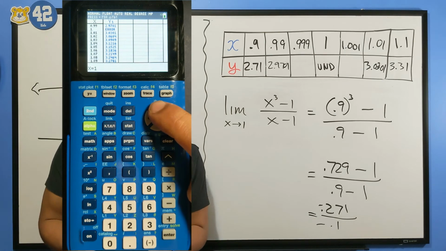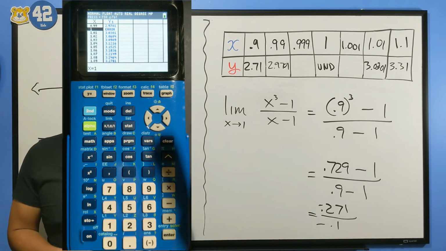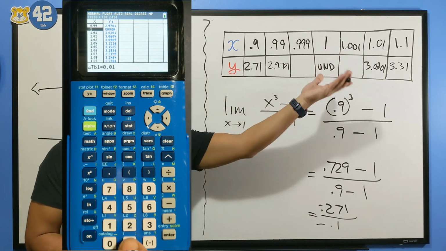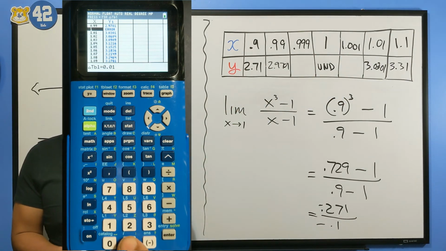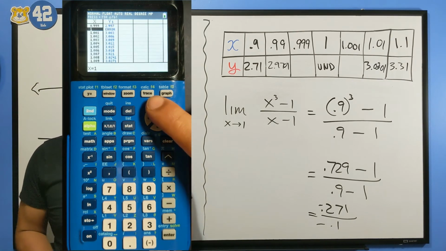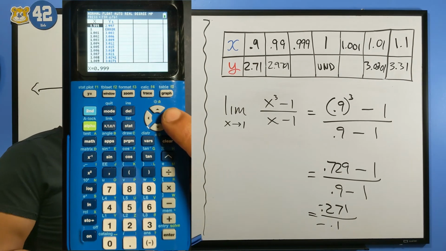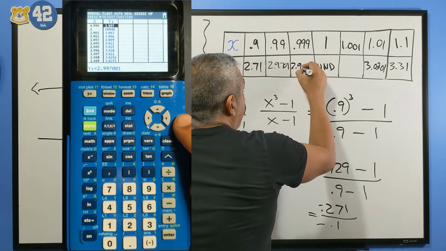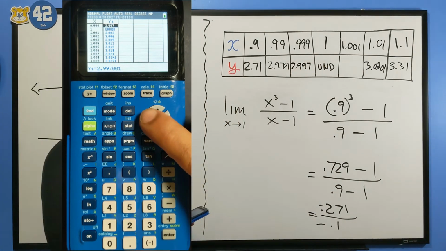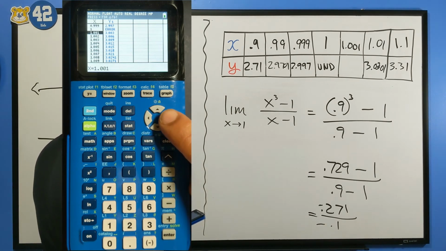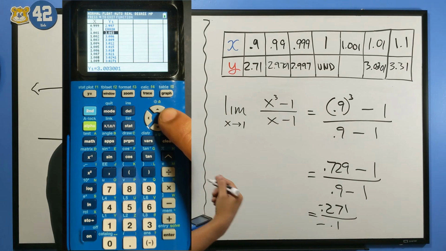So make sure the 1 is highlighted. Press plus. And now we're going to enter our final step, which is going to be 0.001. You can see that above our x equals 1 is our 0.999, and our y value is 2.997. And if we look into the x value 1.001, we get a value of 3.003 for y.